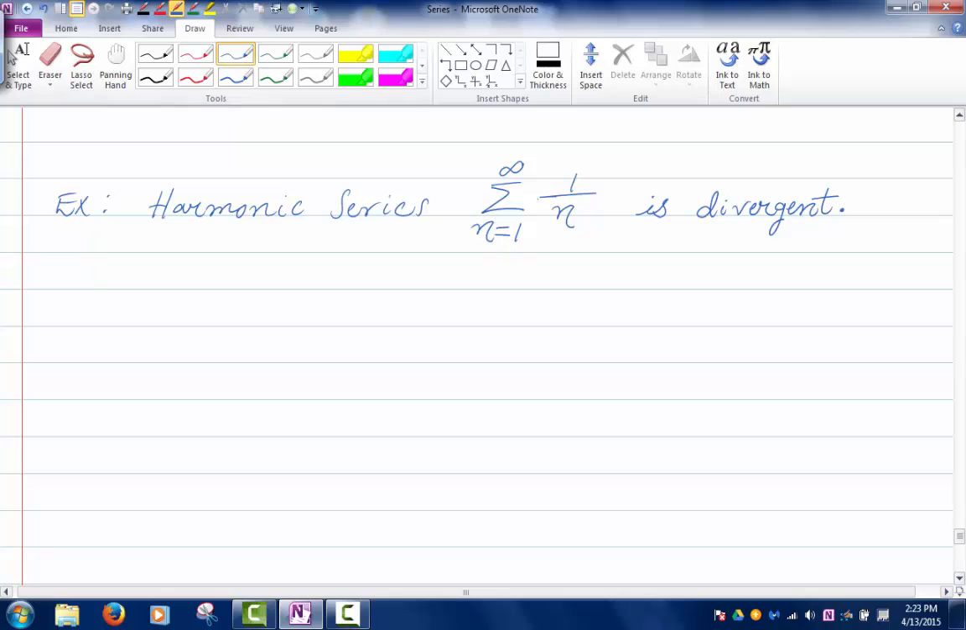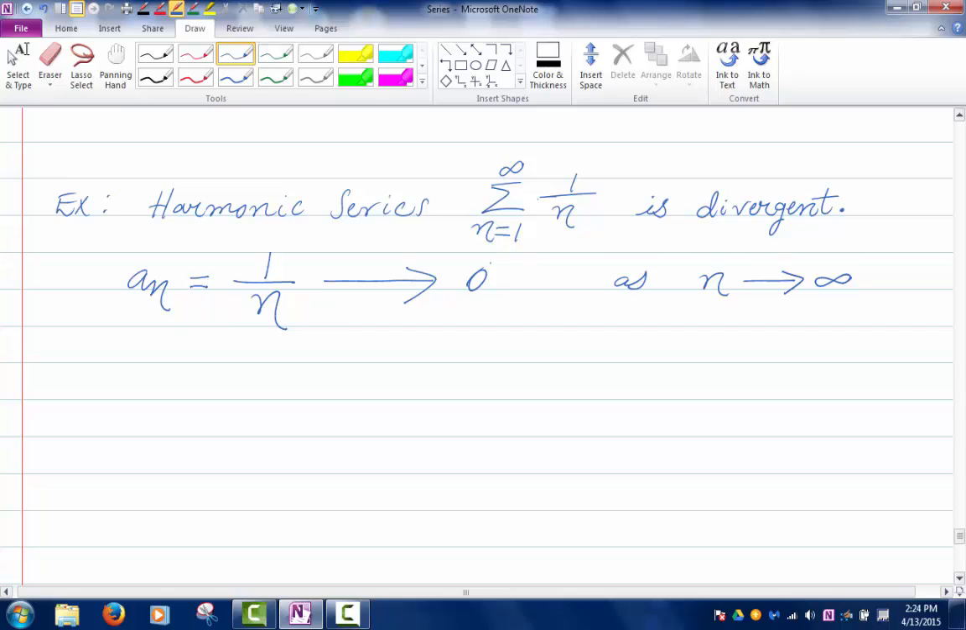My next example is the example of the harmonic series. Now remember what I said. If you look at this series, what is the nth term here? What is a_n? It's 1 over n. Notice that as n goes to infinity, what's the limit of the nth term? 0, right? The limit of the nth term is 0. Still, this series is what? Divergent.